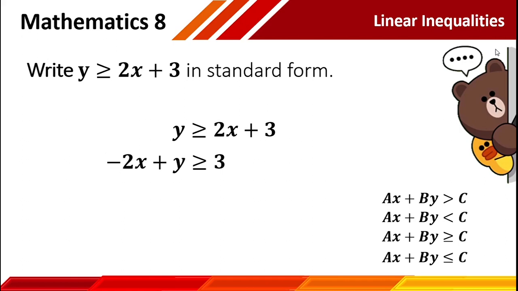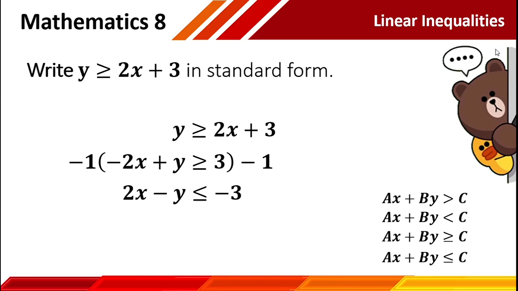And we know that when we are talking about standard form, negative leading coefficient on the x variable is not allowed. Therefore, we need to convert it into positive. So we need to multiply both sides by negative 1. So when we multiply it by negative 1, the answer would be 2x minus y is less than or equal to negative 3.